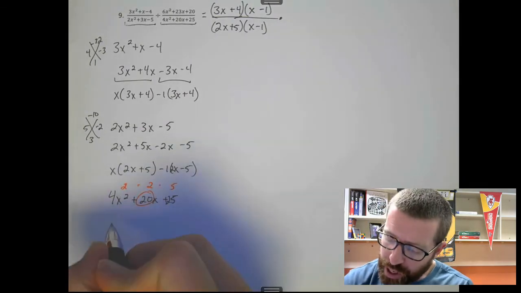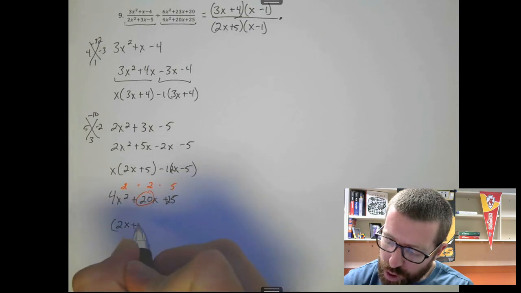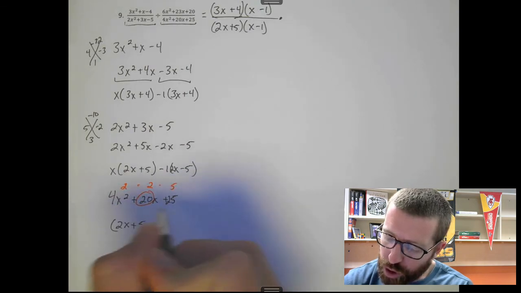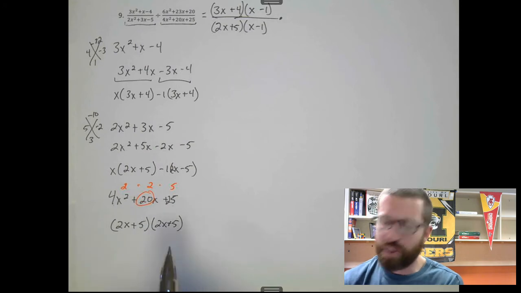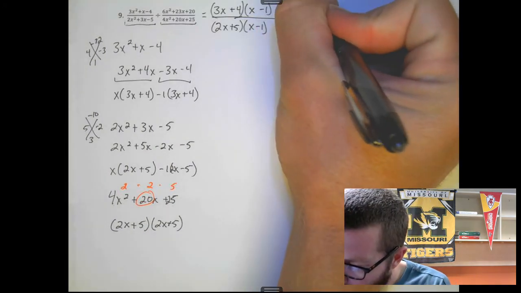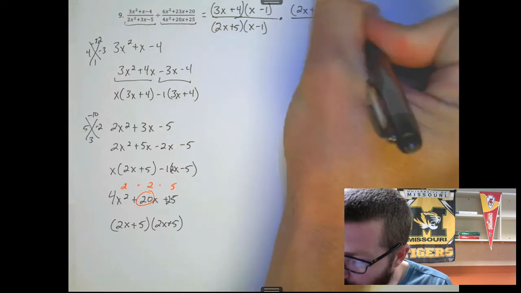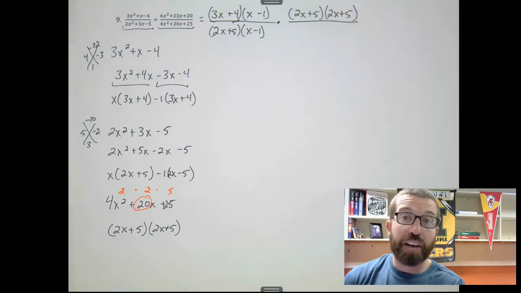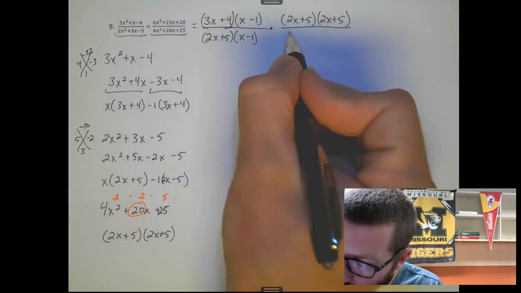If you notice that, then you can just take the square root of the first term, 2x, and the square root of the last term, 5: 2x plus 5 and 2x plus 5, or 2x plus 5 squared. You can use the AC method there, and you should get the same thing. I'm going to write it out just to show, so the exponent doesn't confuse you.